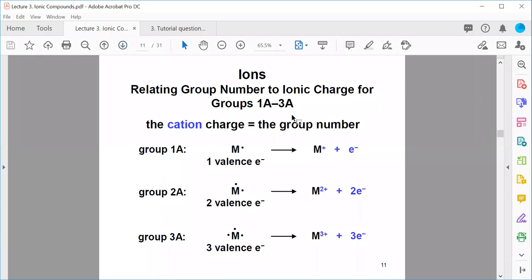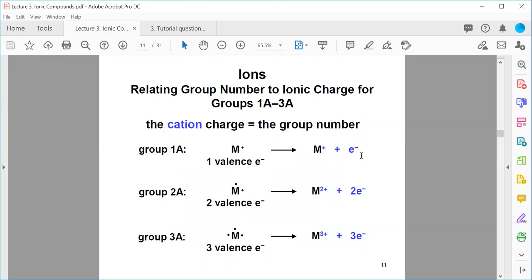All right, so let's start with elements in groups 1A to 3A and look at how these group numbers relate to ionic charge. So remember, the charge on the cation for these elements equals the group number. So group 1A metals, and hence we're using the letter M here. These have 1 valence electron. We know that because they're found in group 1A, and here's the single valence electron. So these elements tend to lose an electron to form a single positively charged cation.